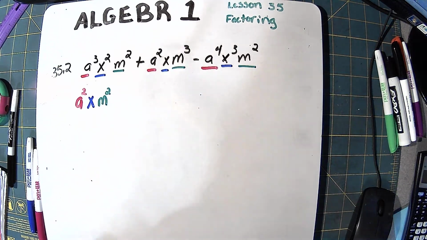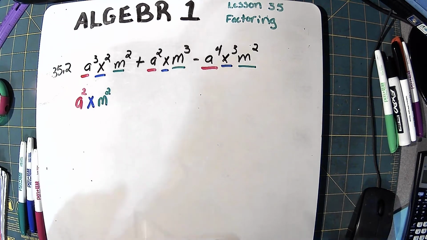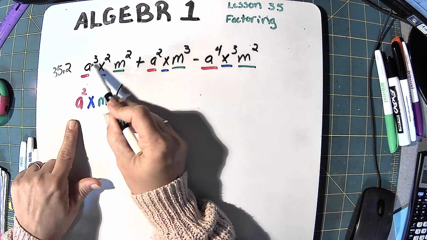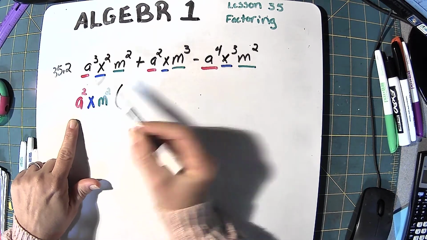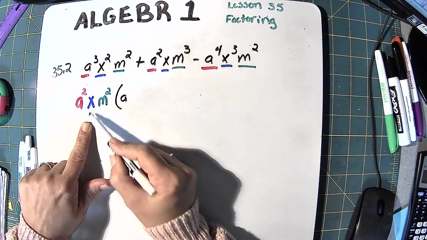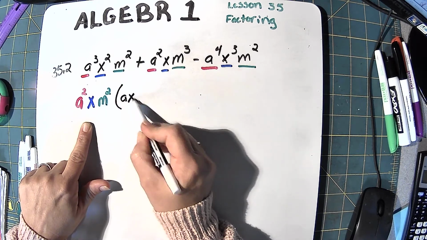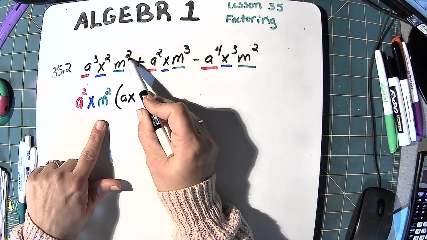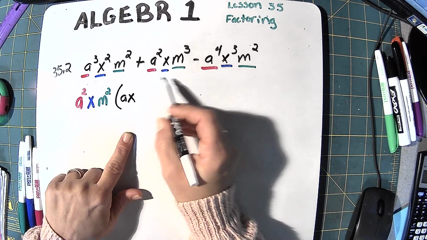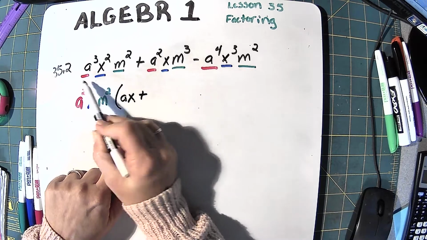Okay, so now I have to figure out what is left. Alright, so on my a's, this one has 3. I used 2, so I'm just going to have 1 left. For my x's, this has 2. I used 1. I'm going to have 1 left. For my m's, this has 2. I used 2. I'm not going to have any left, so I don't write an m. Okay, that was this first part.